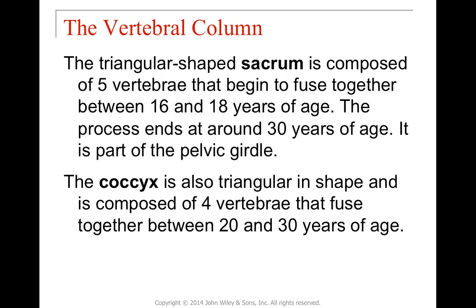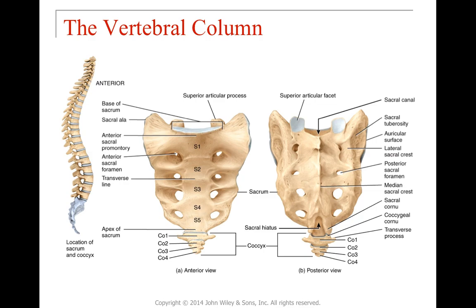It's all part of the pelvic girdle, but the rest of the pelvic region is actually going to be part of the appendicular skeleton. The coccyx is going to be below the sacrum. It's also triangular in shape, but it's more pointy, and it's comprised of 4 vertebrae that fuse together again between 20 and 30 years of age. So by the time you're 30 years old, your sacrum and your coccyx are one bone instead of being 5 and 4 respectively. All right, so what does that look like?